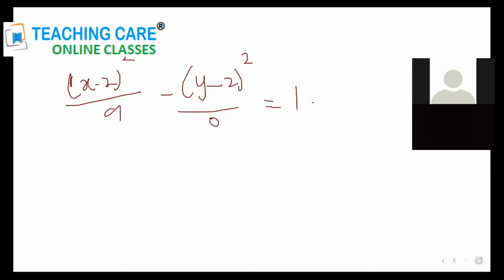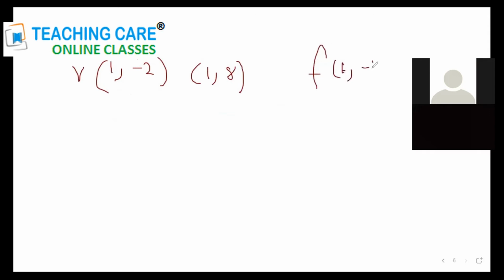I'm giving one more equation like this. Can you try and see? I'm giving random numbers: 1 comma negative 2, 1 comma 8, and I will tell you step by step. Just try. 1 comma negative 10 and 1 comma 6. See, first thing, find and tell me what is h comma k. Find the midpoint of these two points and tell me.